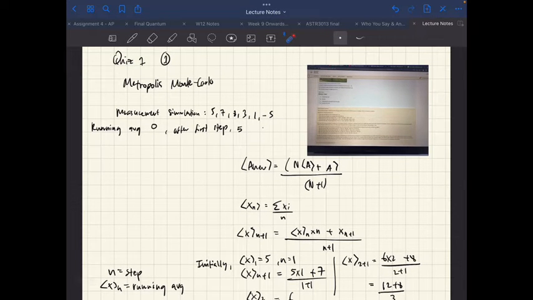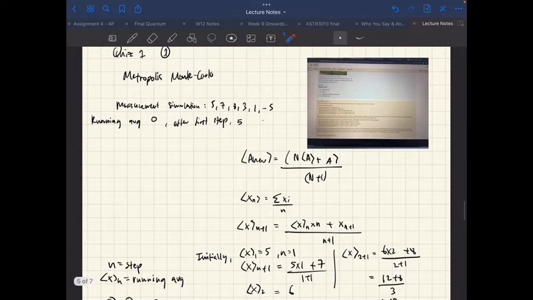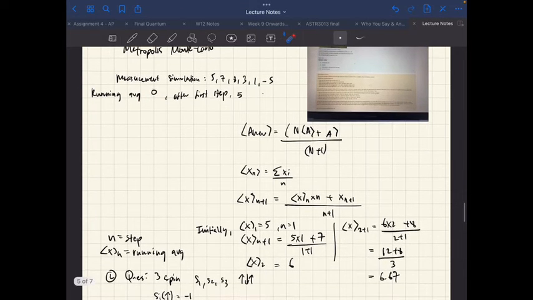So the first question is about running averages. We have these measurements: 5, 7, 8, 3, 1, -5. It gives us the running average of 0 for the 0th one, and then the first one is 5. We need to find the running averages for step number 2, 3, 4, and 5.